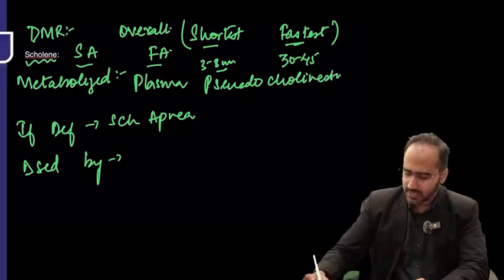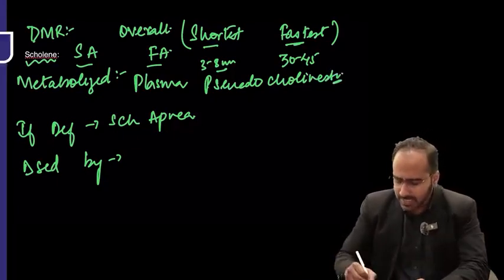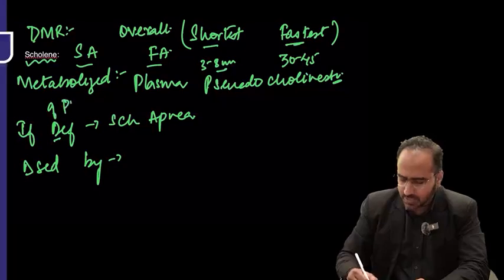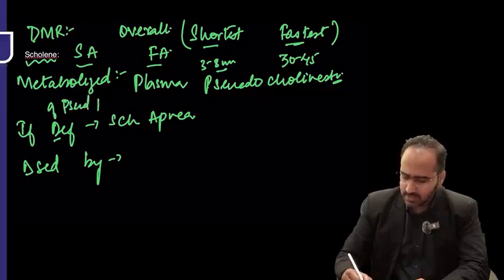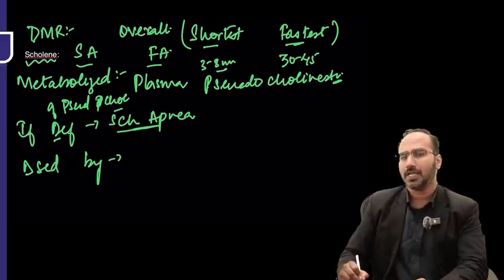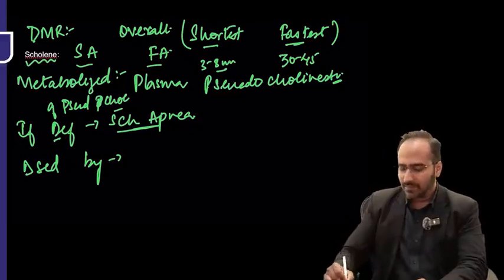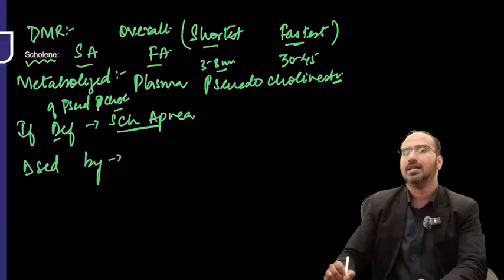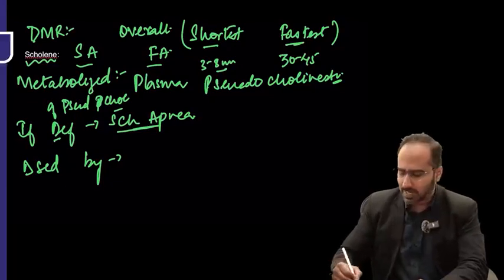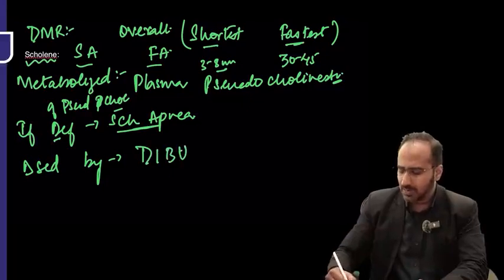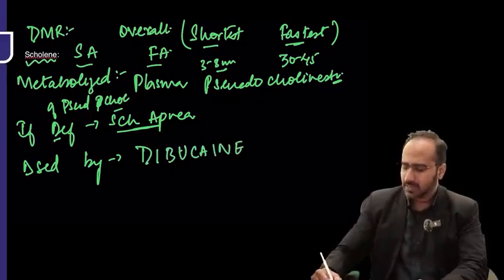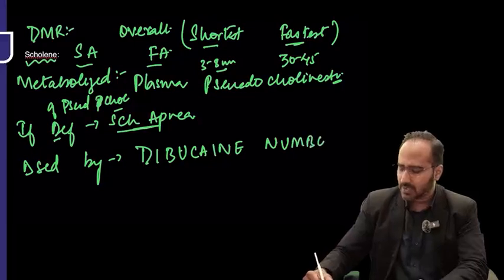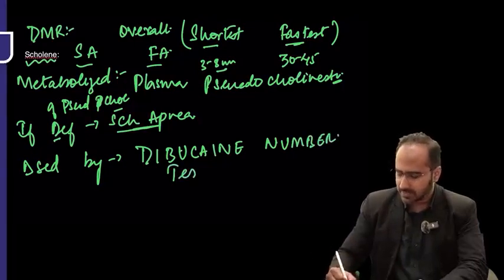If the patient has a deficiency of pseudocholinesterase, then the patient will land up in a condition called scoline apnea. Even after giving scoline, after 8 minutes the patient should recover. If the patient does not recover, he will land up in scoline apnea. That scoline apnea can be easily diagnosed by a test called the Dibucaine number test, which detects atypical pseudocholinesterase.